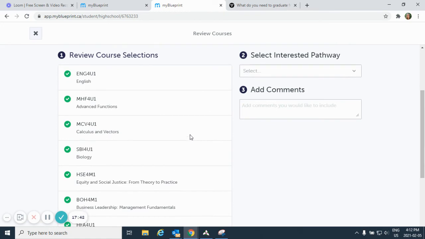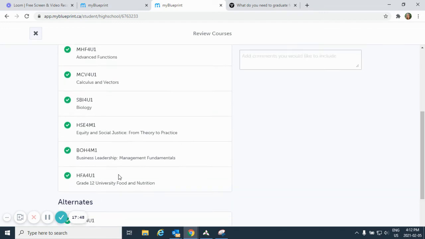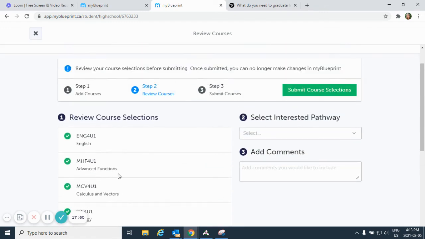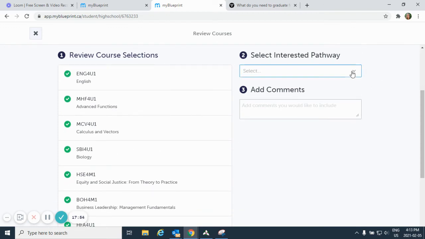You can see on the review page that all of the courses that are chosen have a green check mark. This tells me that I've got the green light and go ahead for the courses that I've planned. The pathway that I'm interested in is the university pathway. And remember how we talked about taking grade 12 English at summer school? This is for my plan.